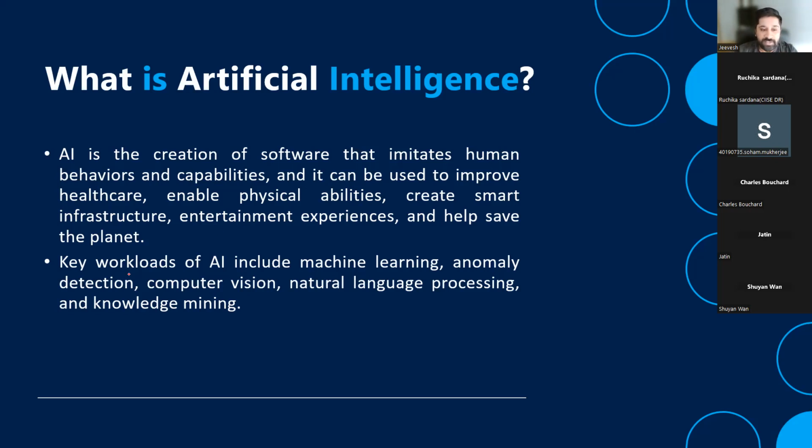In terms of key workloads of artificial intelligence, we will be looking at machine learning, anomaly detection, computer vision, NLP, and knowledge mining, to name a few. Anomaly detection is finding out something out of the ordinary. Now, let me give you an example. Let's say Soham, and I'm just picking names from what I see on my screen from Zoom. Whoever's name is there, I'm just going to pick it as an example.